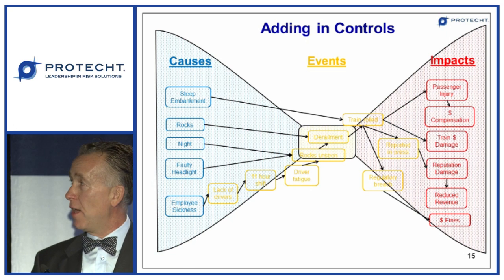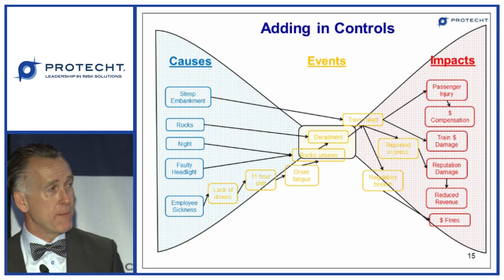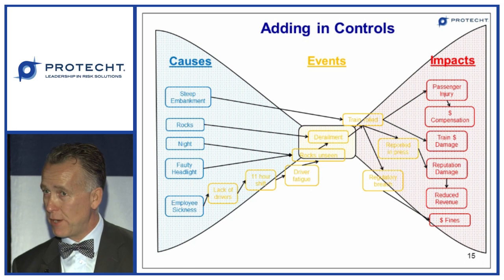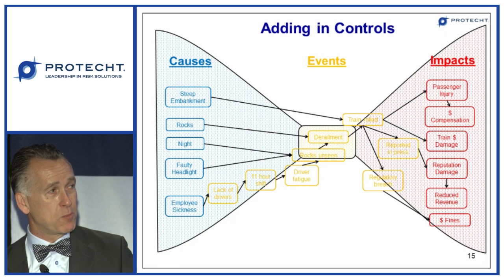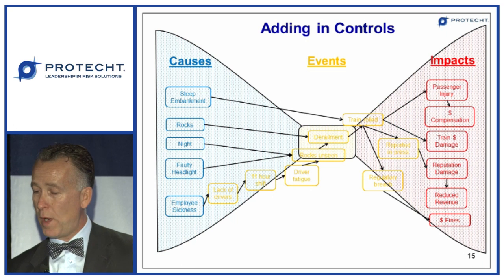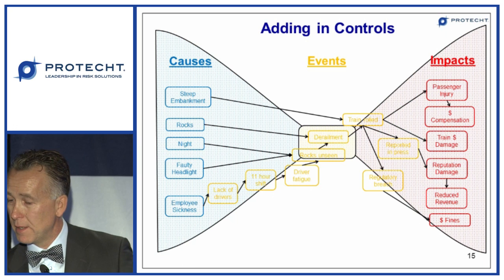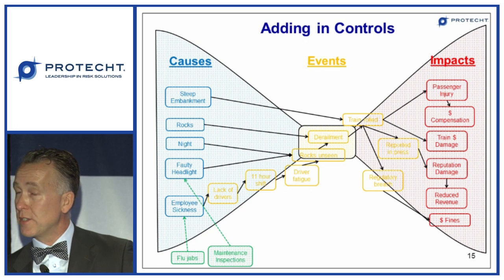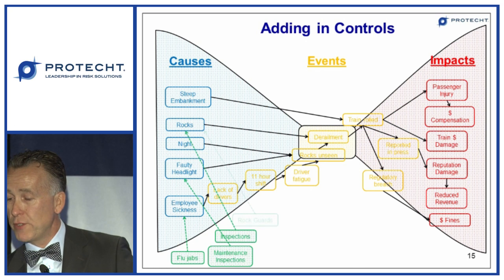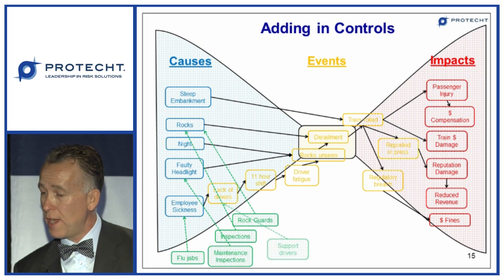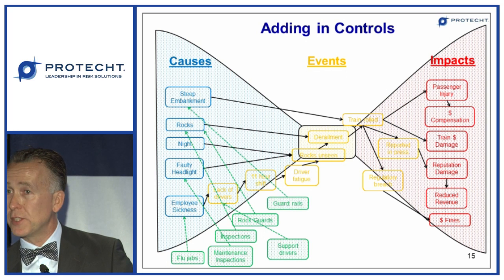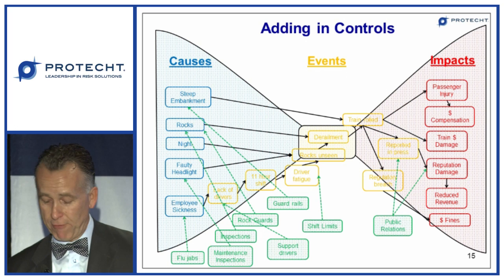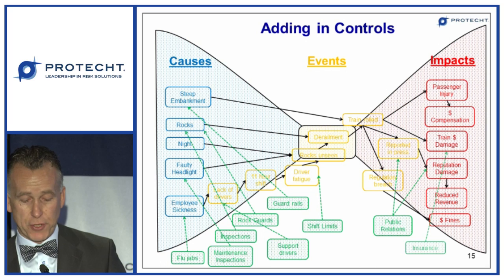So we've now got our bow tie in all its glory. Now we start thinking about controls separately, and we now add on our key controls through that process, and we link them to the right spot in the bow tie. Here's some examples. Number 1, flu jabs. Number 2, maintenance inspections. 3, inspections in terms of rocks. Number 4 is rock guards. 5, support drivers. 6, guardrails for the train on embankments. 7 is shift limits. 8 is public relations. And number 9 is insurance.